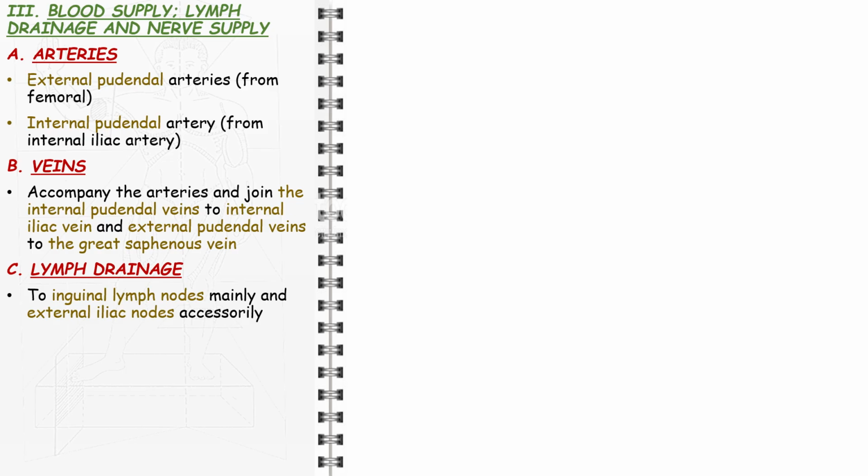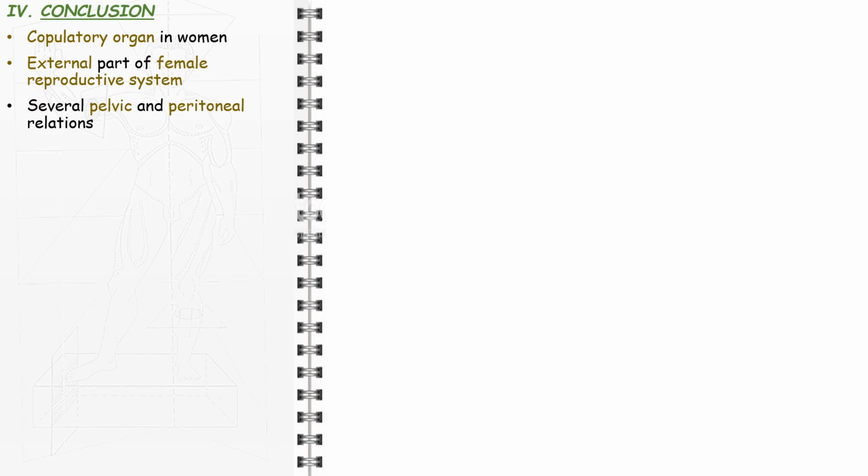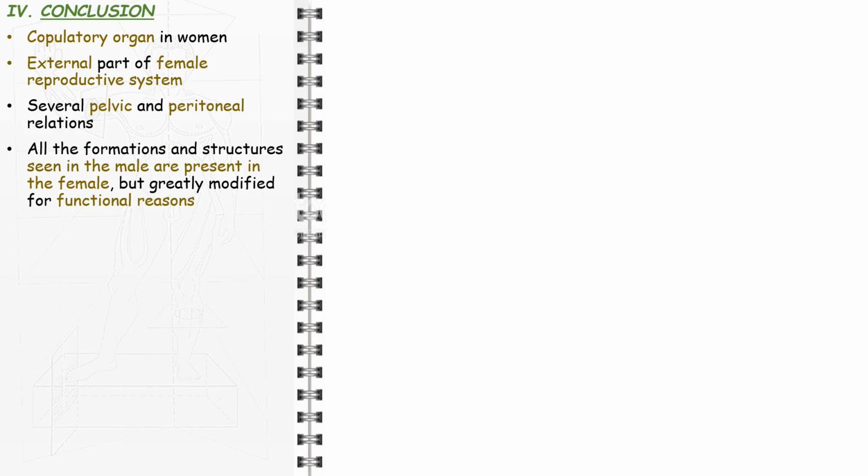The nerve supply of the vulva is sensitive and autonomic. The sensitive supply is ensured by the pudendal nerve and the genital branches of the ilioinguinal, iliohypogastric and posterior femoral cutaneous nerves. The autonomic supply is ensured by the inferior hypogastric plexus. In a nutshell, the vagina is the copulatory organ in women and belongs to the internal female genital organs. The vulva is the external part of female reproductive system and contains the clitoris, the female sexual organ. They extend from the pelvis to the skin of the erogenital perineum and thus have several pelvic and peritoneal relations. All the formations and structures seen in the male are present in the female, but greatly modified for functional reasons.